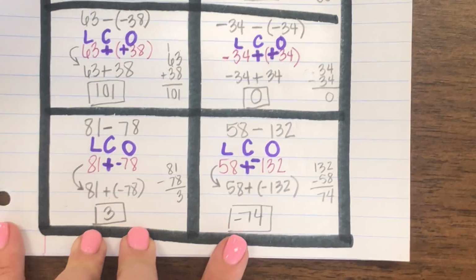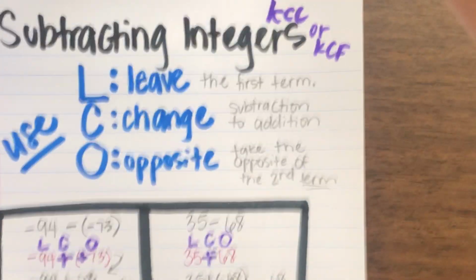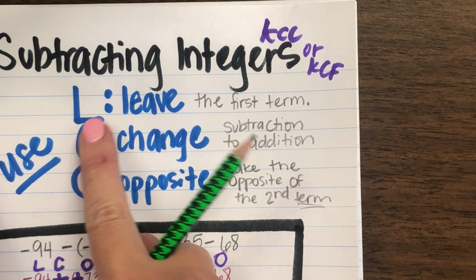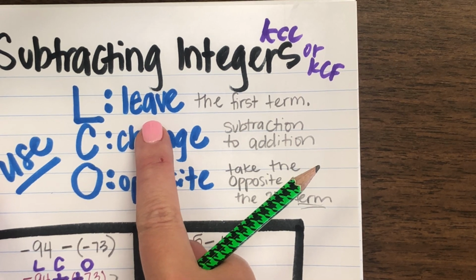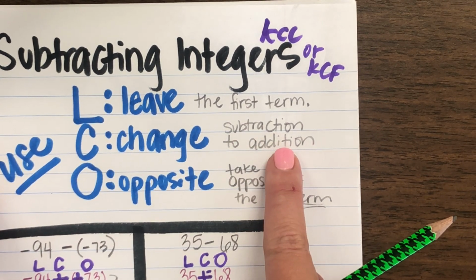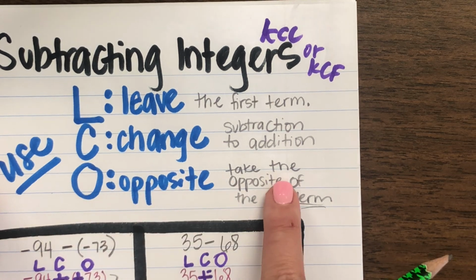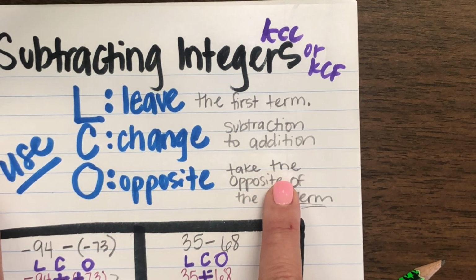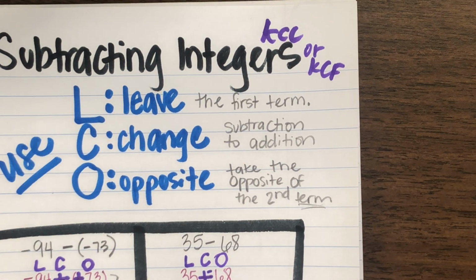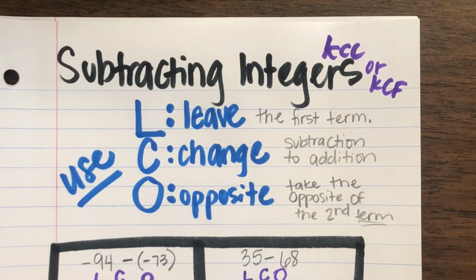Okay, so just to review really quickly, LCO: leave the first term alone, change subtraction to addition, and then take the opposite of the second term, okay? Good luck. Remember, every subtraction problem just turns into an addition problem, so that will be helpful as you move along.